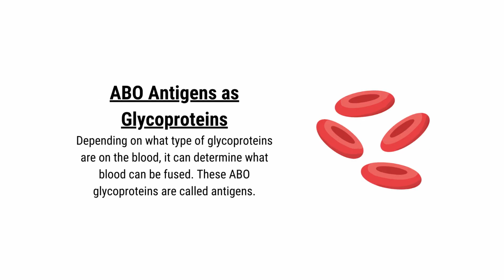Now let's discuss a little more about the recognition protein, the one that IB would want you to know, which is the ABO glycoprotein. So depending on the glycoproteins that are on the blood, it can determine what type of blood can be fused together. For example, the O type can be fused with all blood, A can be fused with A and AB, B can be fused with B and AB, and AB can only be fused with AB. The thing that helps find this is these recognition proteins called the glycoproteins on the blood cells. Because of this property, these ABO glycoproteins are known as antigens.